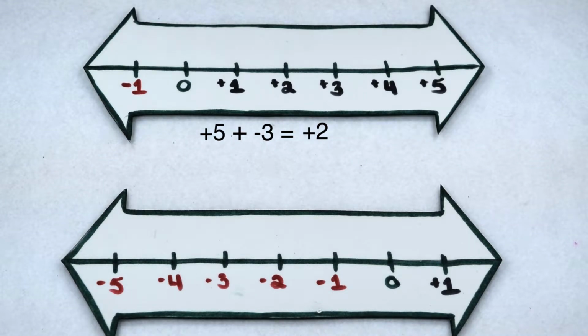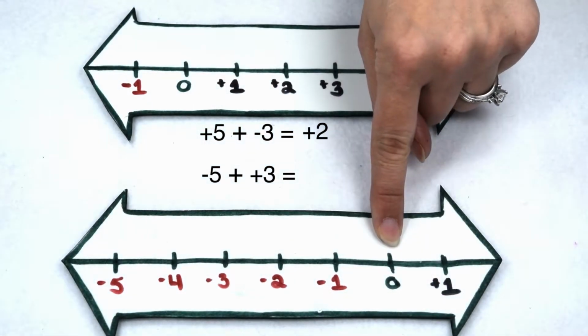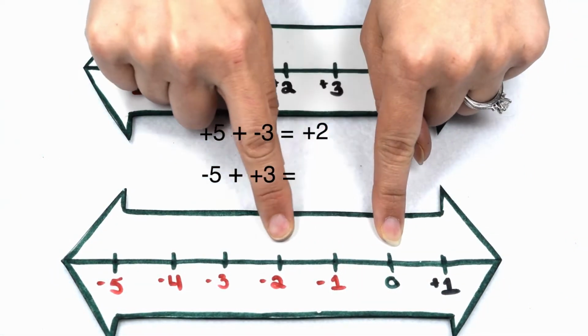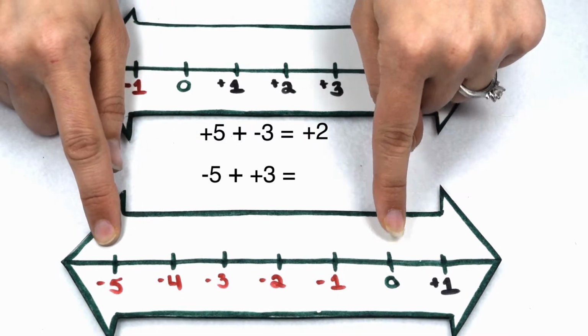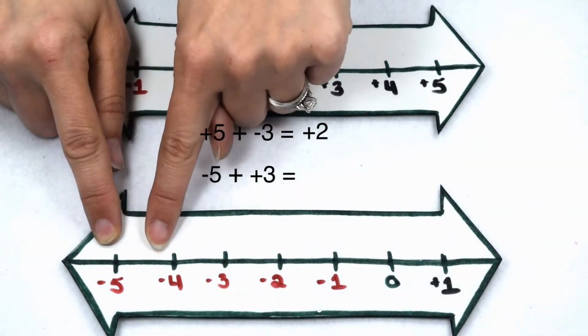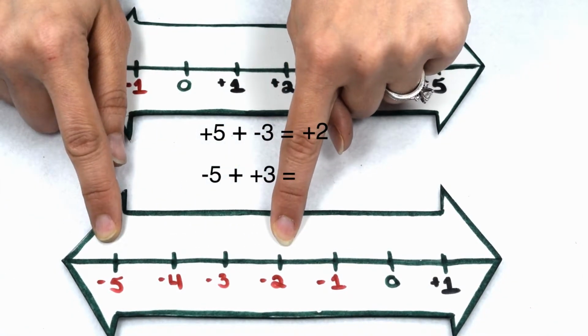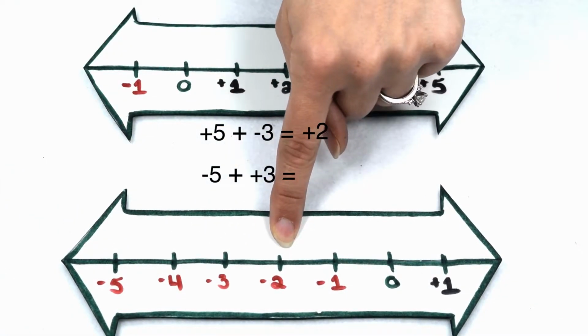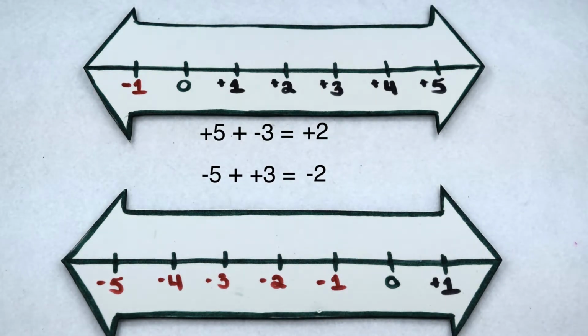Is it going to look the same though if I change the signs? What if I want to do negative 5 plus positive 3? Well, I'm going to start here at 0. Negative 5 is going to send me 5 places, but this time it's going to send me to the left. To add positive 3 to that, I need to move 3 places, but it's going to send me back 3 places to the right for the positive. That lands me at negative 2. So negative 5 plus positive 3 gives us negative 2.